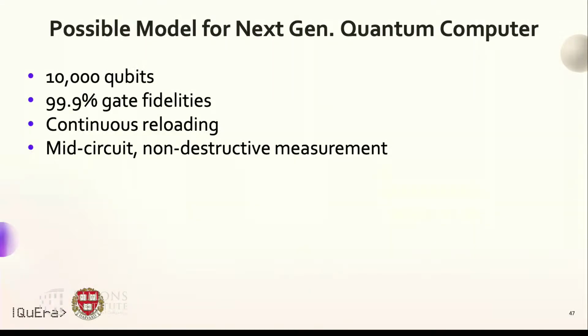So I was asked to give a possible model for a next generation quantum computer. I don't know what it will actually look like. So I'm just putting something that might appear in a few years, hopefully will appear, based on the QuEra roadmap. So there's 10,000 qubits or so, hopefully very high gate fidelity operation on them, continuous reloading, mid-circuit non-destructive measurement, many of the shortcomings that you see right at this snapshot. I think people do have pretty concrete ideas to address them, and it'll be interesting to see how it develops.